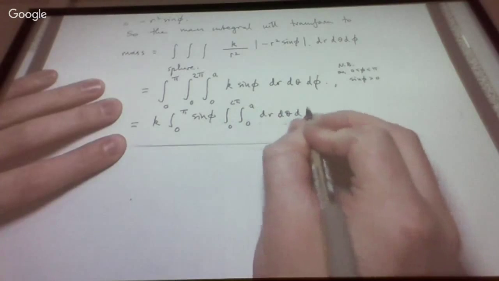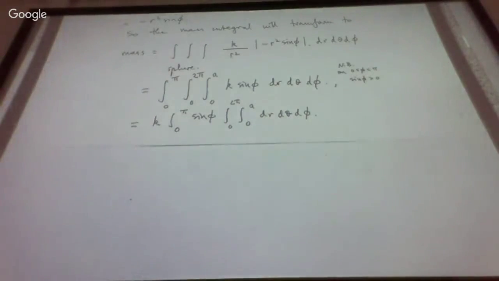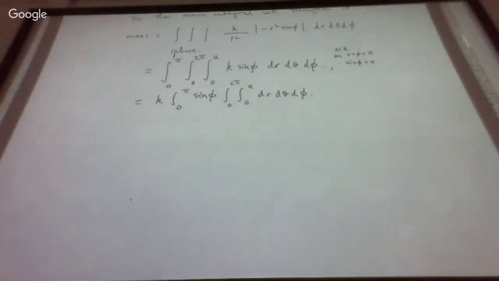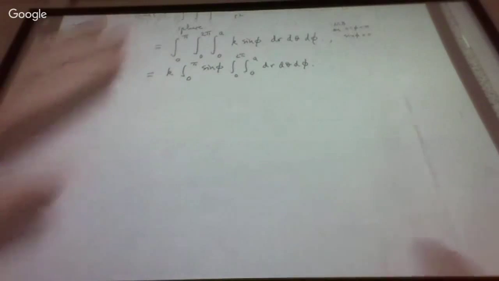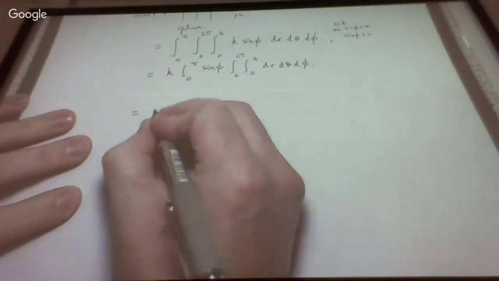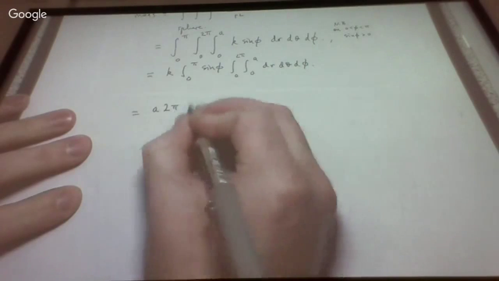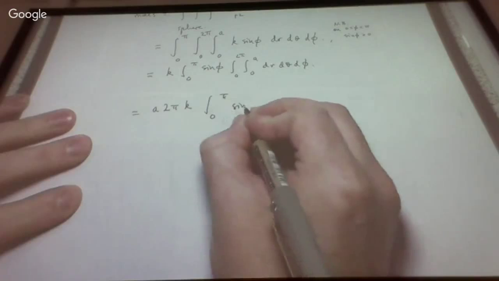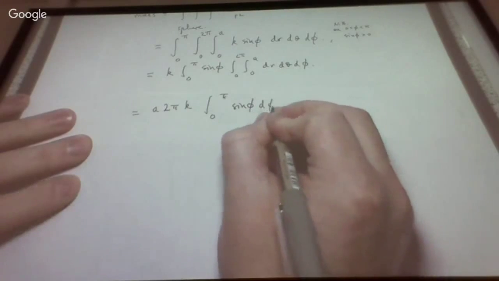So even before we actually do the integration, we can simplify it to this. Here we're just integrating 1, so we're just going to get a times 2 pi times k. And then the only actual non-trivial integration we'll have to do is just this.